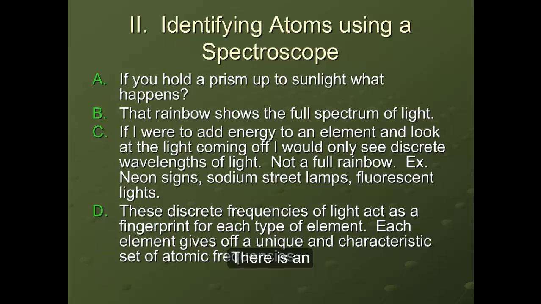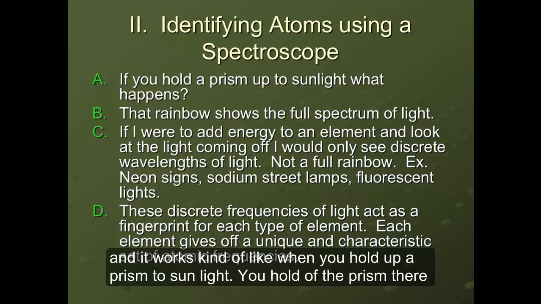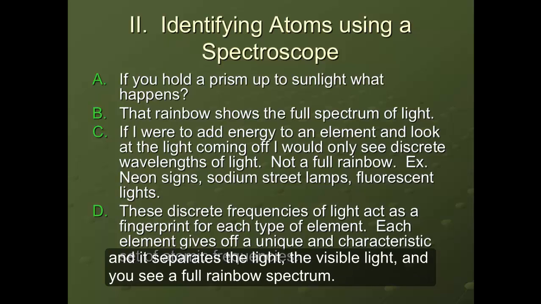There is an instrument that we use in chemistry, and they'll also use it in several of the other science courses, called a spectroscope. And it works kind of like when you hold up a prism to sunlight. You hold up that prism there and it separates the light, the visible light, and you see a full rainbow spectrum.